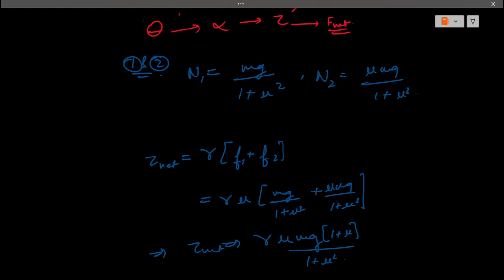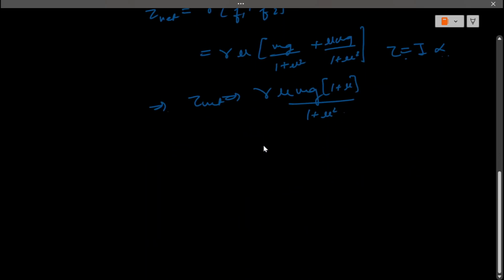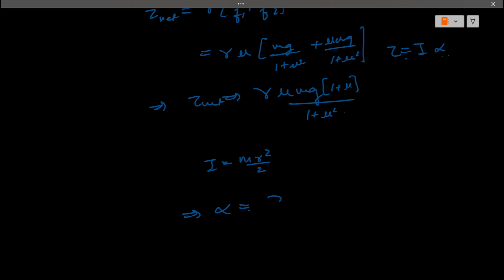So we have the value of the net torque, and using the torque and angular acceleration equivalence in order to find the value for alpha, and we know that the moment of inertia of the disk is m r squared by 2, we'll have the value for alpha as 2 times mu g over r times 1 plus mu by 1 plus mu squared.